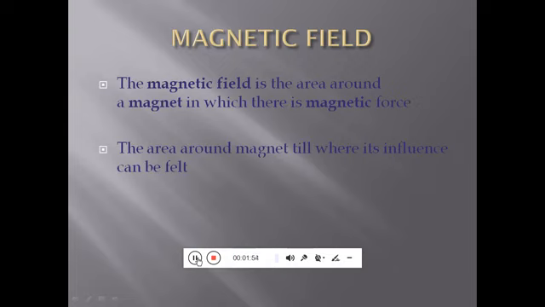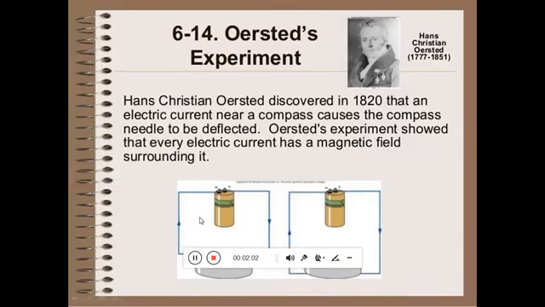The words magnetism and electricity are very closely related to each other. There was a scientist, Hans Christian Ørsted. He discovered that electric current can produce magnetism. What he did, he took a wire, he passed electric current through it, he placed a magnetic compass near that circuit, and what he observed was that there was deflection in the magnetic compass, and a magnetic compass can only be deflected in the influence of a magnetic field.